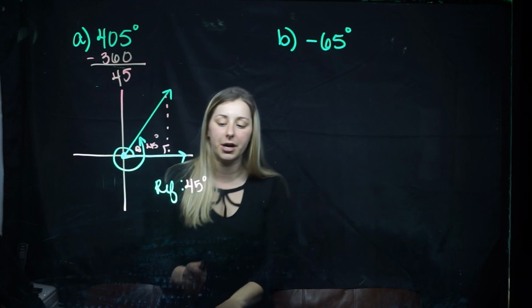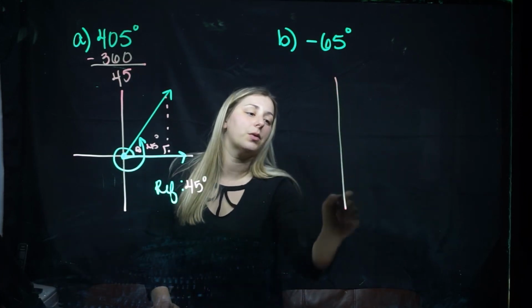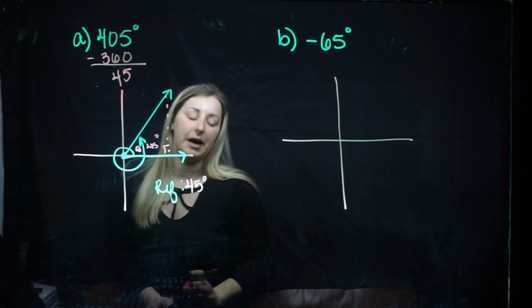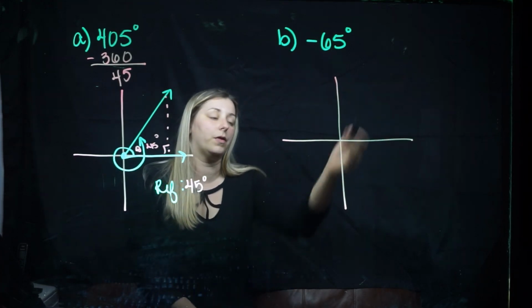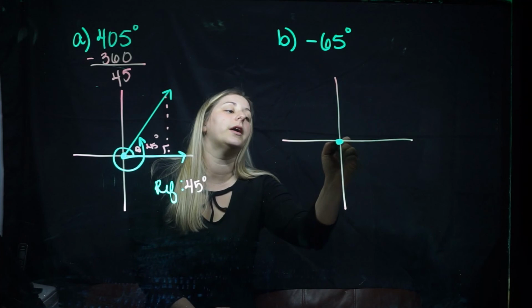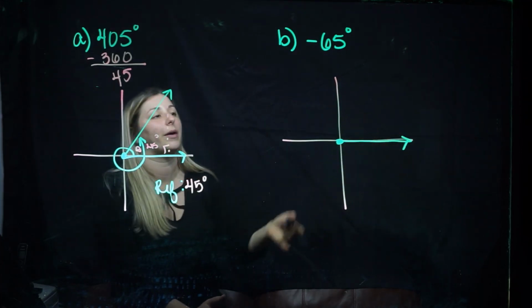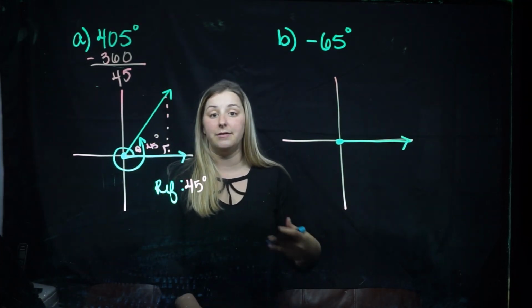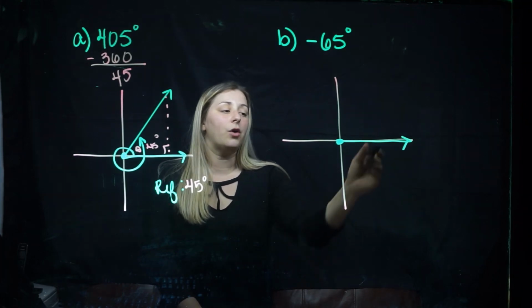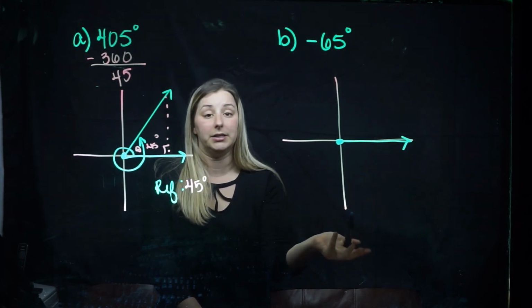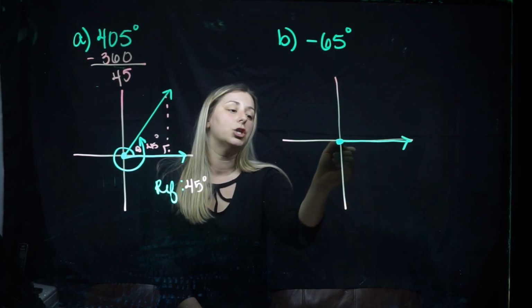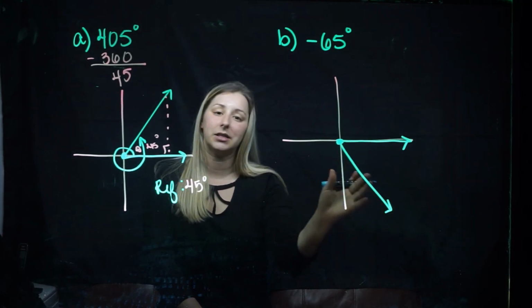This last one over here, I'm just going to sketch this out quickly. Negative 65 degrees. Now negative, remember, tells us that we're not going up anymore. We're in the counterclockwise direction. We're now going clockwise. We're going down. We're going down 65 degrees. Well, we know that each quadrant has 90 degrees, so 0, 90, right? We know it has to be between that, so I'm just going to kind of sketch that out. It has to lie in that quadrant.